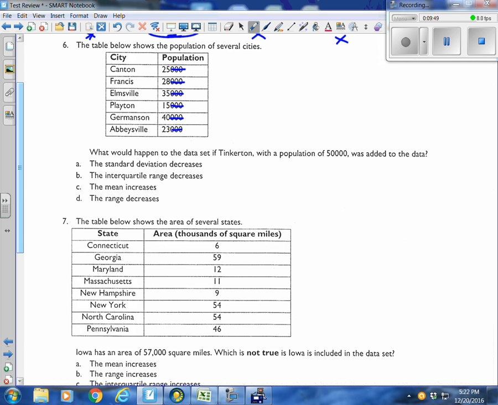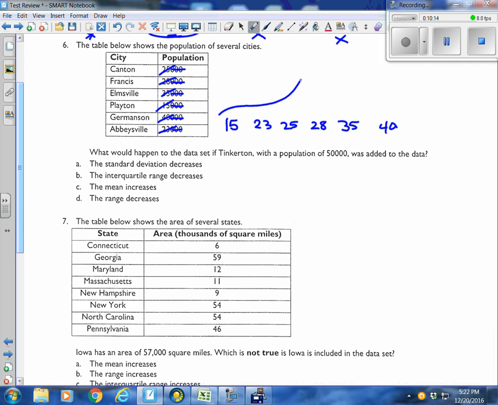So I'm just going to realize that the number's in thousands. I'm going to use the other numbers. So it looks like it goes from 15, and then 23, and then 25, 28, 35, and 40. So I have 1, 2, 3, 4, 5, 6, 1, 2, 3, 4, 5, 6. Okay, I've got all my numbers represented.